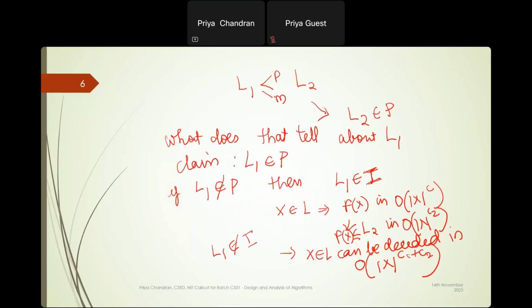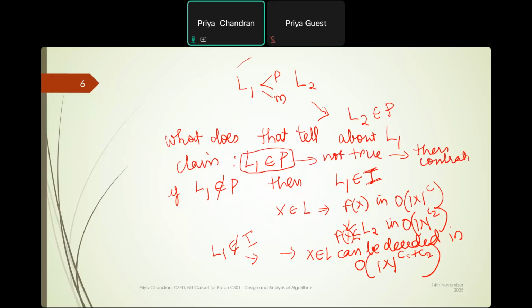So we are saying that this gives rise to another contradiction, because we are starting from the fact that L1 belongs to I, and then we are saying that L1 does not belong to I. So it means that this possibly has to be true, because if it was not true, then contradiction. So it means that if a problem can be reduced to a polynomial time problem, then this too must be polynomial.